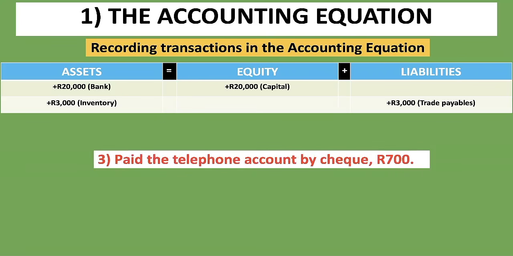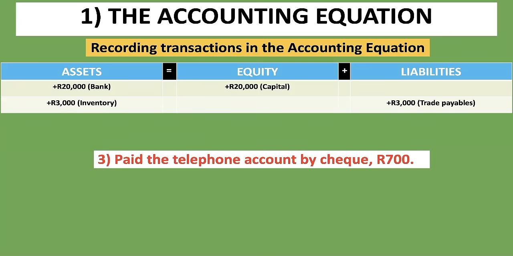The third one that we're going to look at here is paid the telephone account by check, 700 Rand. Now, what are the two accounts involved here? Well, now this is where you have an expense account. What expense are we paying for? We're paying for telephone. So telephone is an account that is an expense. And then how did we pay for it? That is another question that you ask yourself. When you're paying for an expense, ask yourself, how did I pay for it? Did I pay for it in cash, or do I still owe that money?